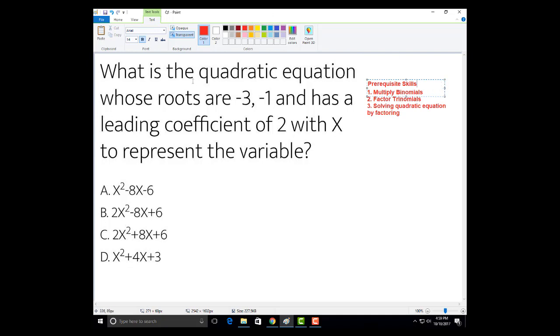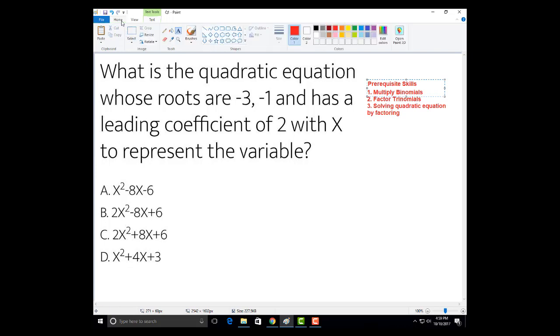Okay, I'm going to read this question. What is the quadratic equation whose roots are -3 and -1 and has a leading coefficient of 2 with x to represent the variable? Okay, let's break this down. There's three terms in here that you have to understand in order to be able to solve this. The first one is, what is the quadratic equation?